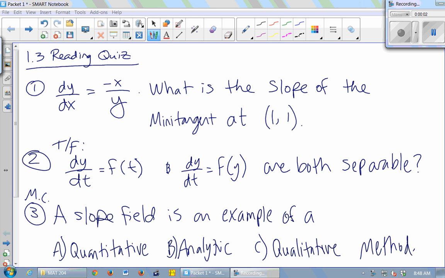For the differential equation dy/dx equals negative x over y at (1, 1): negative 1. Yep. You just plug the point into the right-hand side of the differential equation.